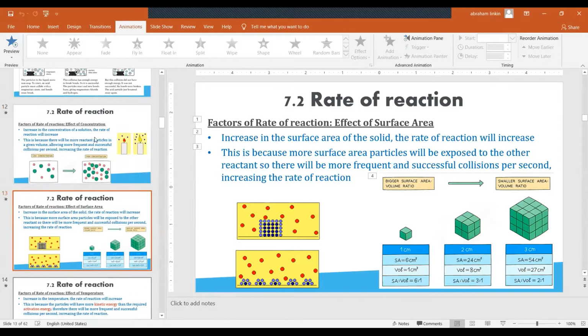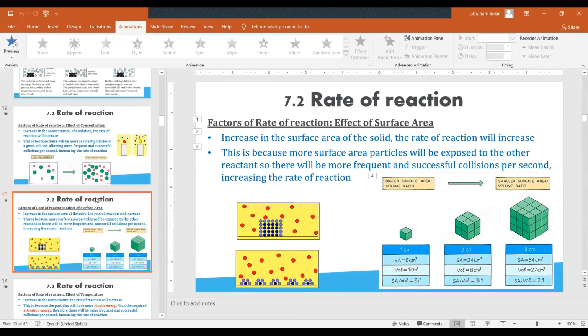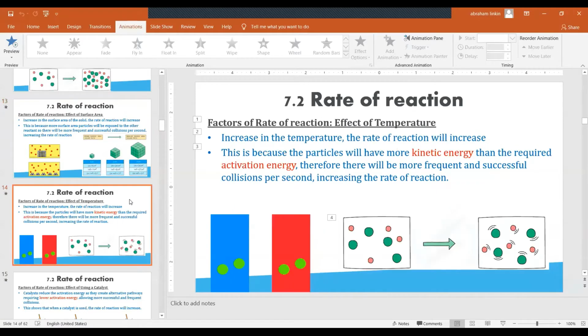surface area. So when concentration increases, rate of reaction increases because more particles mean more frequent collisions. Surface area, when the substance becomes smaller, their surface area increases because more particles will be exposed to the reaction, therefore more successful collisions. And we highlighted the temperature as well. When temperature increases, rate of reaction increases because particles gain more kinetic energy when they are heated, so more successful collisions.